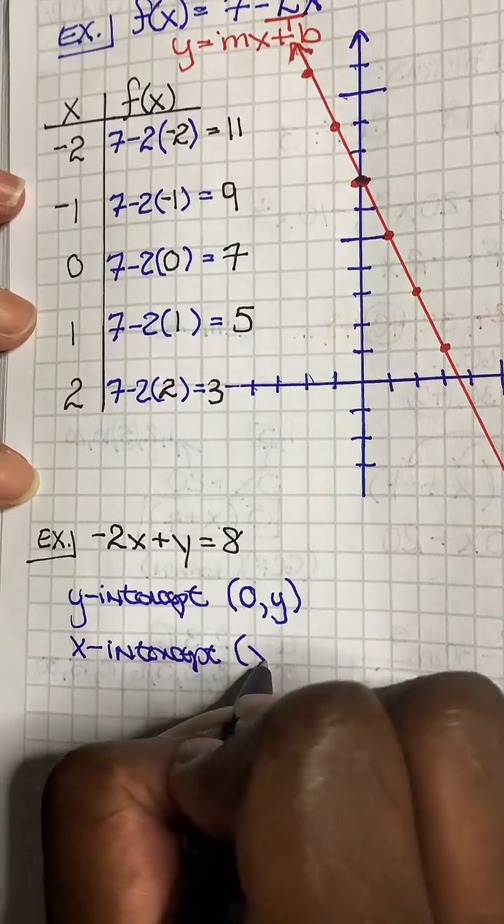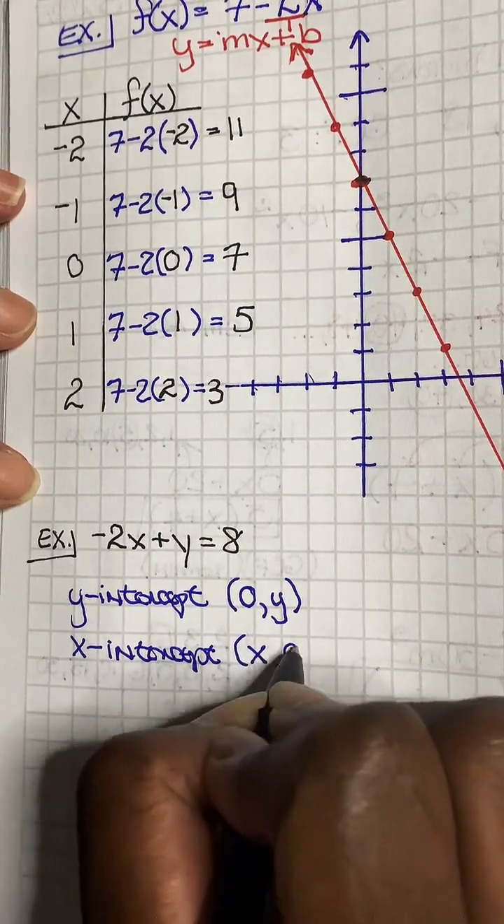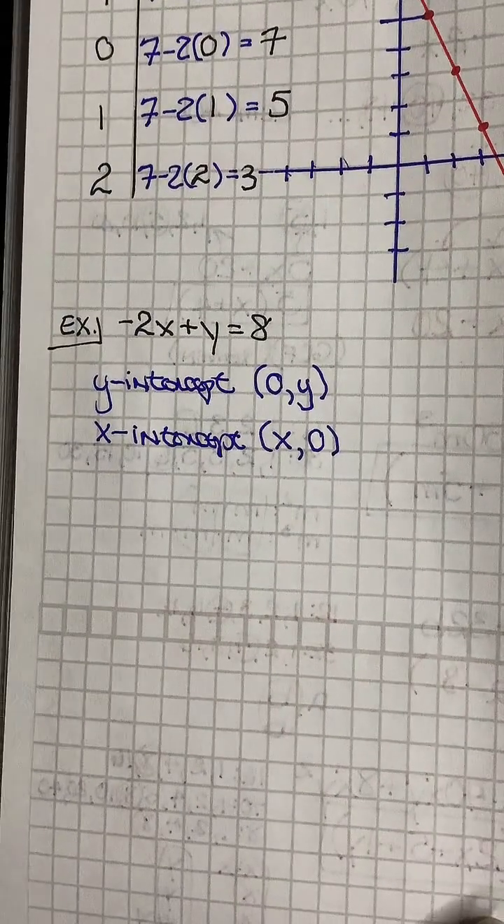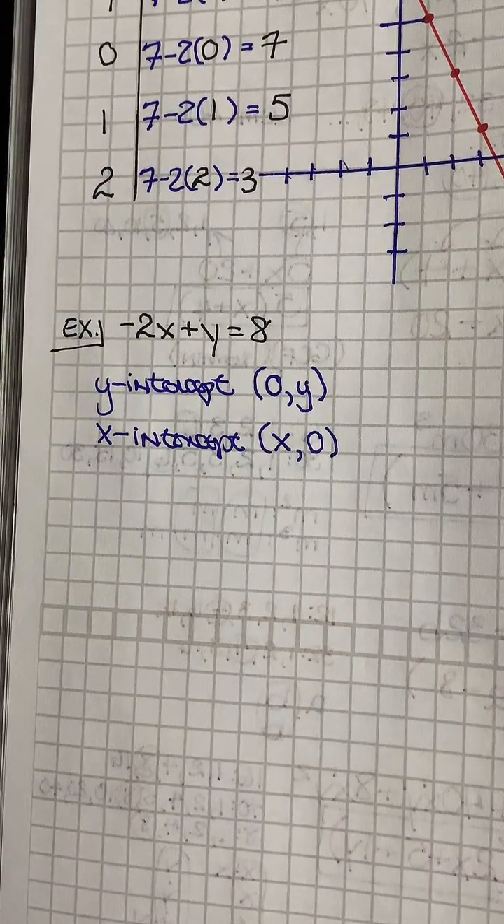So the x-intercept is when your y value is equal to 0. And you're like, what? I'm like, all right, hear me out.